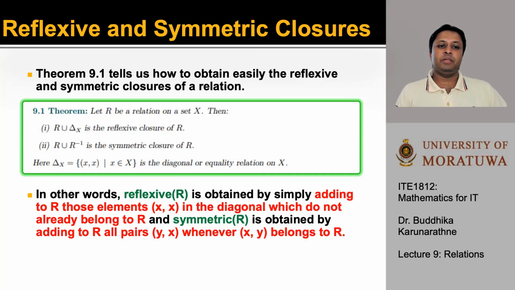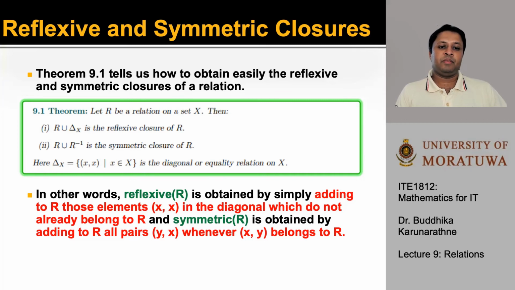So here, what you mean by Δ_X is the set of all (x, x). If you remember about the reflexive property, you will remember that the (x, x) condition has to be met by the relation so that it can be called a reflexive relation. So Δ_X denotes (x, x) in this case. So it's the diagonal or equality relation on X. So this is how this theorem tells us to define the reflexive and symmetric closures of a relation.